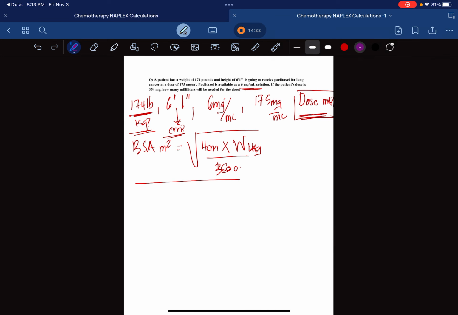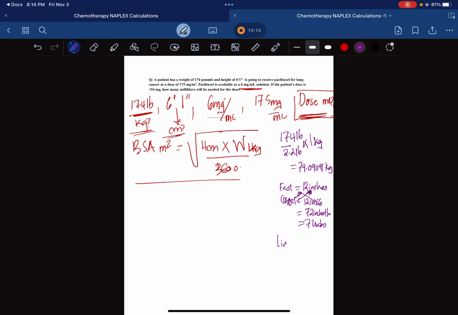So in this case, let's quickly get that down. 174 lbs divided by 2.2 lbs times 1 kilogram, that gives 79.09091 kilograms. And then 1 foot is equal to 12 inches. How about 6 feet? Is equal to 12 inches times 6, which is 72 inches, plus 1 inch is equal to 73 inches total.